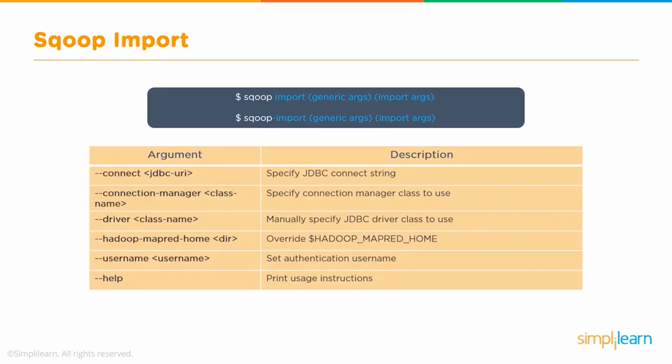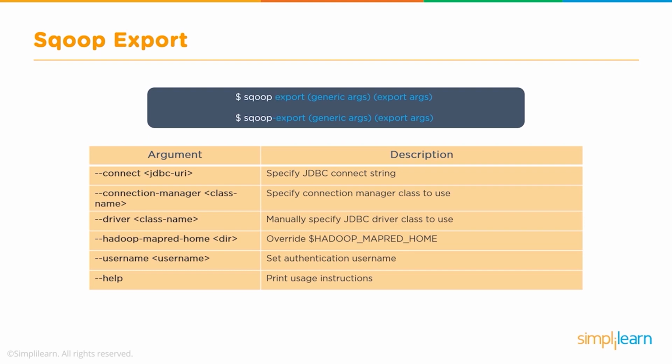So as we dig a little deeper into Sqoop import, we have our connect, our JDBC, and our URL. So specify the JDBC connect string. Connection manager, we specify the connection manager class to use. You can see here driver with the class name, manually specify the JDBC driver class to use. Hadoop MapReduce home directory, override Hadoop MapReduce home, username, set authentication username, and of course help, print usage instructions.